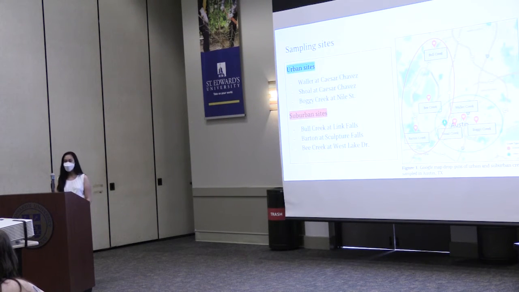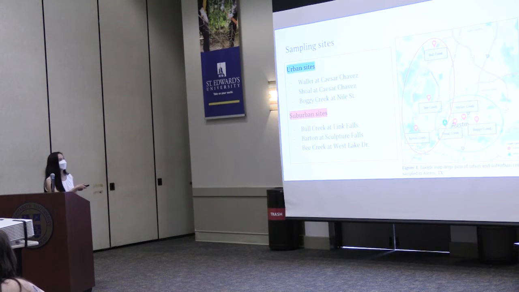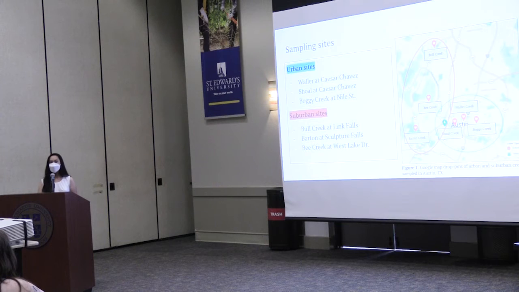So I sampled 6 different creeks, 3 of which are urban, located in the center of Austin here with the blue circle, and then 3 suburban creeks located here with the red circle, which is farther away from the center. We selected these creeks because they were the most common recreational places, or they were previously reported with harmful algae blooms.